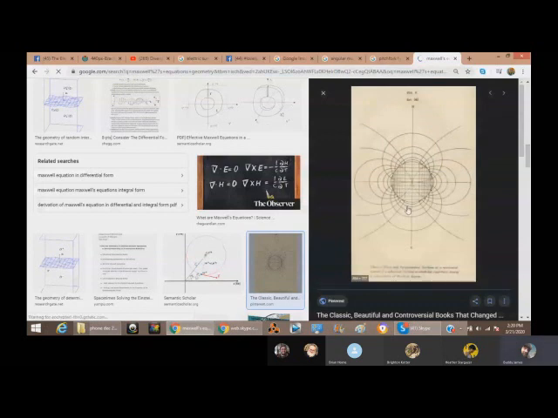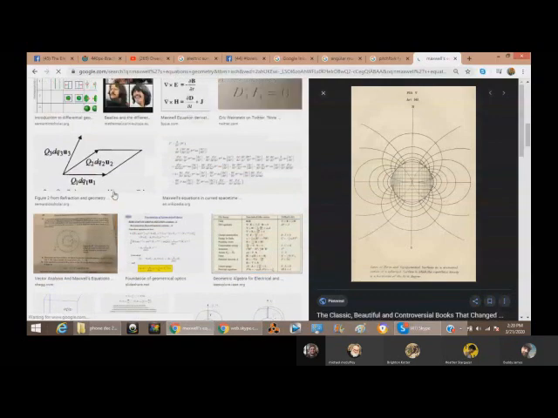So this right here, look at that. Divergence and curl. This is Maxwell's equations. He is the geometer. He did the geometry of it. That's what he did.